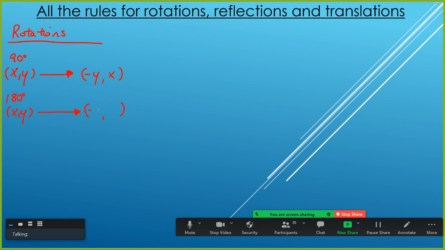Negative x, negative y. Wonderful. Thank you. And then the last one we did for rotations was 270. That's like doing 3 90s in a row. And what did we find for this? Anybody? Y, negative x.